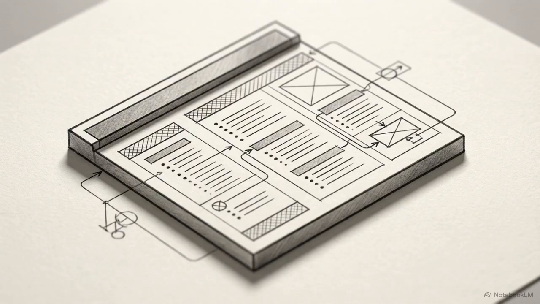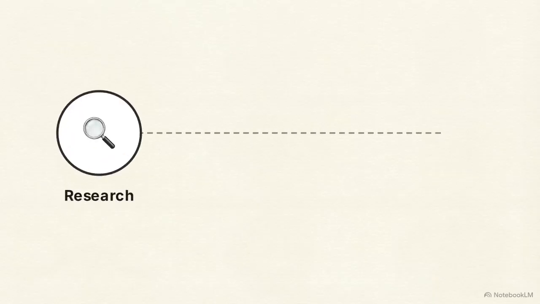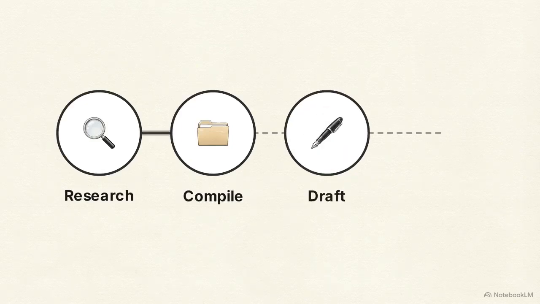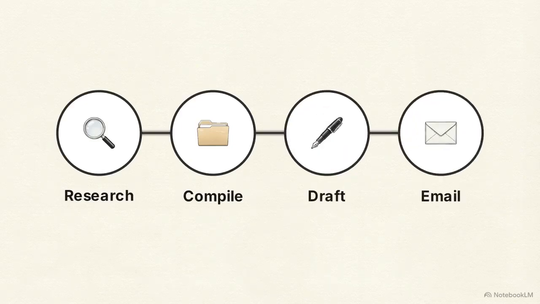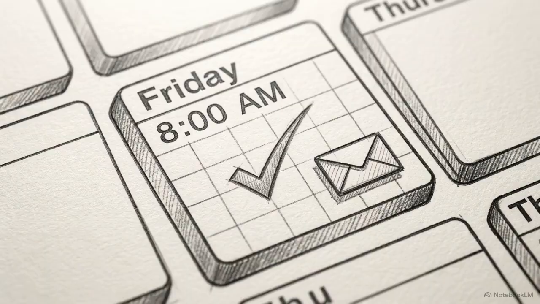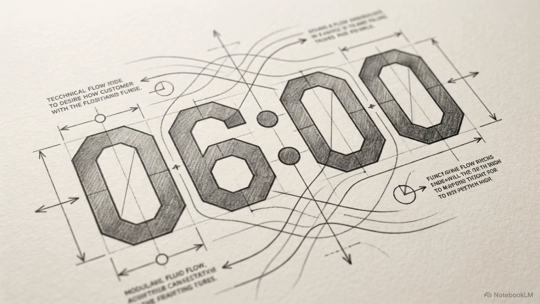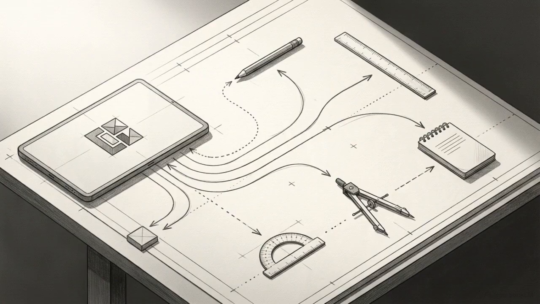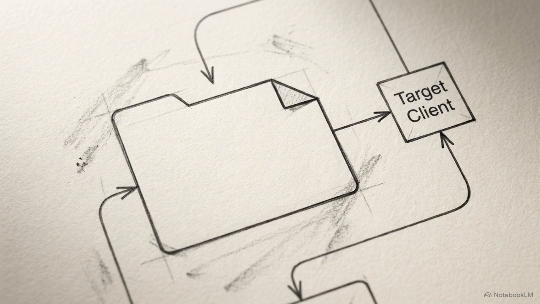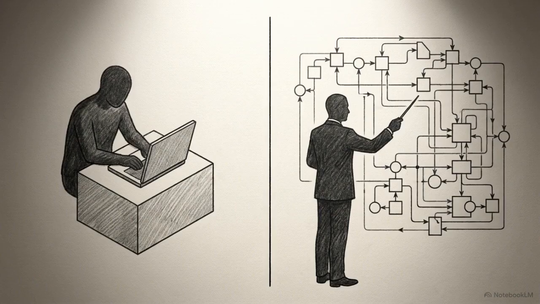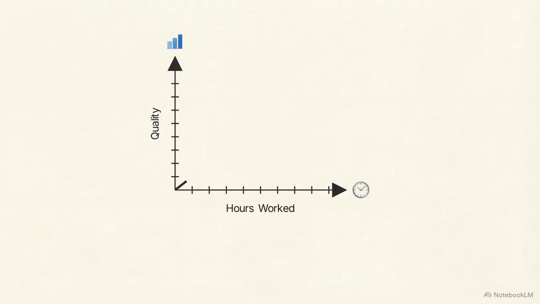Instead of manually digging through news and account metrics, we are going to build a system that automatically researches, compiles, and drafts a highly personalized email for a specific client, waiting in your outbox every Friday morning. We are going to construct this entire automated workflow from scratch in exactly 6 minutes. You only need 2 things to start: an active Claude Code account and one specific client you want to build this for. When you make the shift from an employee executing tasks to a conductor managing agents, your output quality is no longer restricted by how many hours you sit at your keyboard.